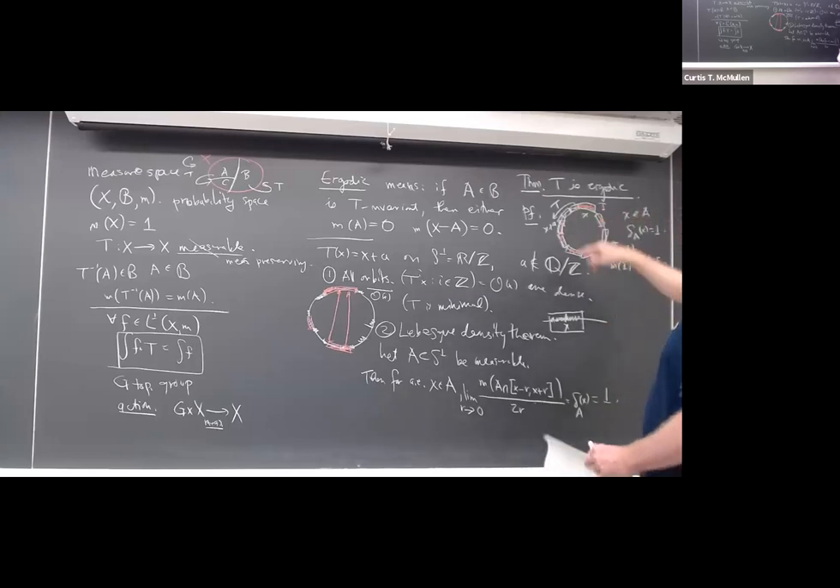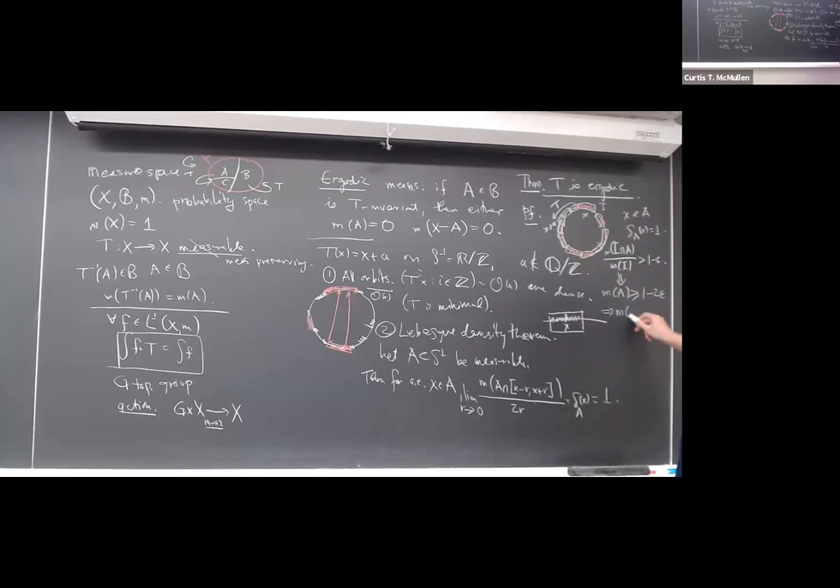Because of the fact that the orbit is dense, we can quickly conclude that, for example, the measure of A is greater than or equal to 1 minus 2 epsilon, allowing a little slop just for making the argument easier. And since epsilon was arbitrary, this implies that A is full measure.